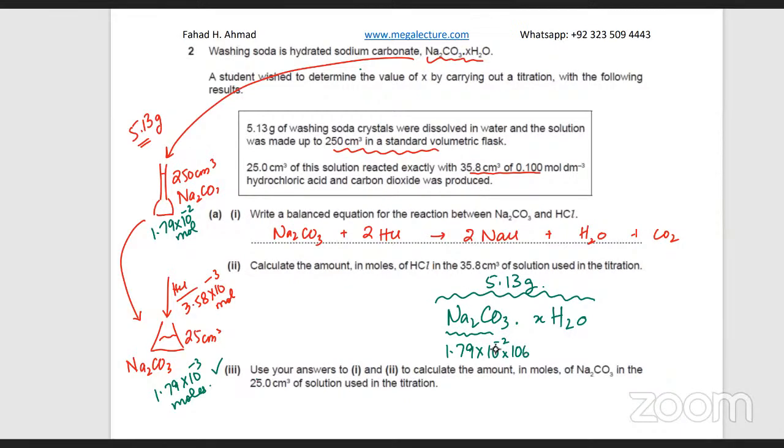So the MR is 106, so what is the mass that you're getting? Say 1.90. This means its mass is 1.90. Now out of this entire crystal, 5.13, 1.90 is this part. So what is the mass of water then?